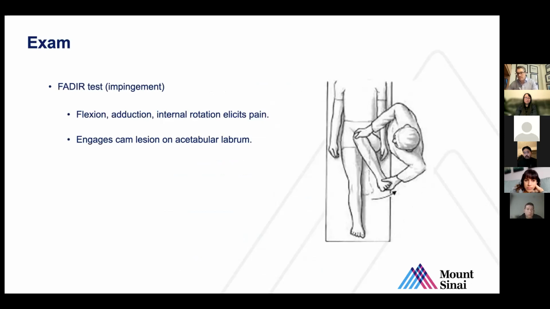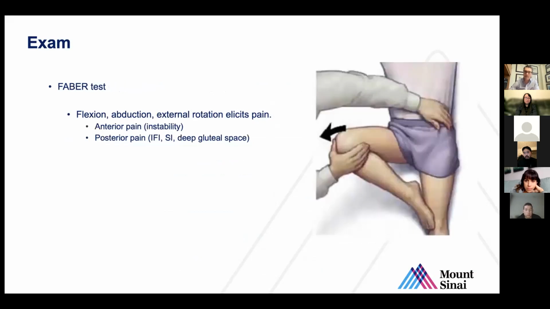So here's FABER: flexion, abduction, external rotation. This is the one that you've been tested on, and this is the most common one that you'll see. And this is your most common anterior impingement test right here. But again, ask where the pain is, because it could be in the abductors. Many patients will have that.